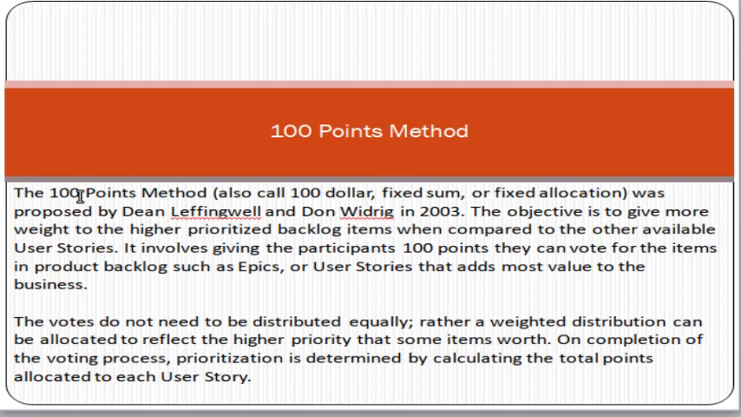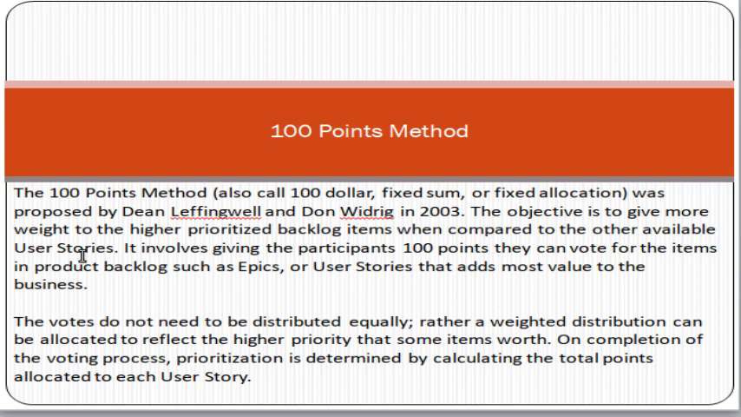Now, the 100 points method, also called $100 fixed sum or fixed allocation, was proposed by Mr. Dean and Mr. Don. The objective is to give more weight to the higher prioritized backlog item when compared to other available user stories. Again, user story means a requirement, a functional requirement for a product. It involves giving the participant 100 points.